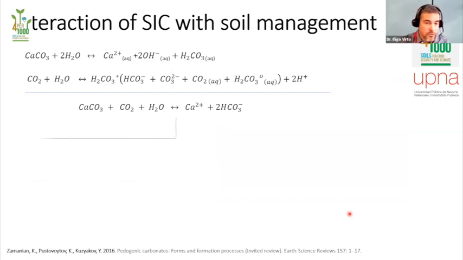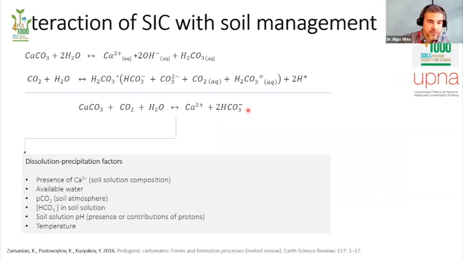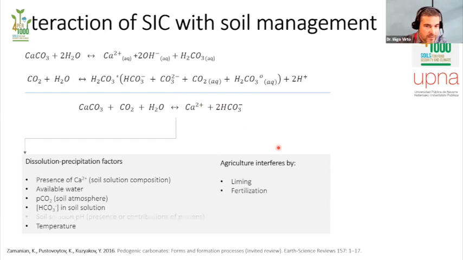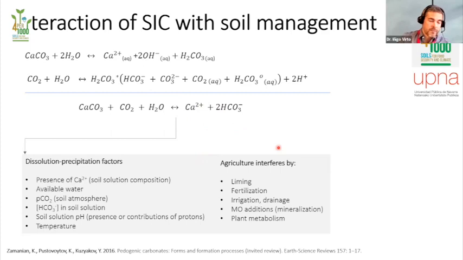If we go back to the equation, we can see that the factors that would lead this reaction to move to the right or to the left, to dissolution or precipitation, are those actually playing in the reaction, such as the concentration of reagents, the availability of water, of course temperature, pH, etc. And if we think of agriculture, we can realize that many agricultural practices do, in fact, play with these factors, such as liming, fertilization, irrigation and drainage, playing with water, and of course, the management of organic matter, which has a role in the amount of CO2 available in the soil, and even the plant metabolism itself.